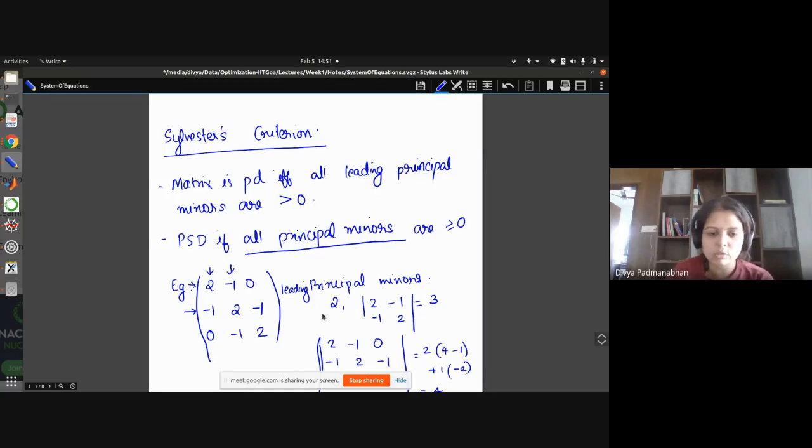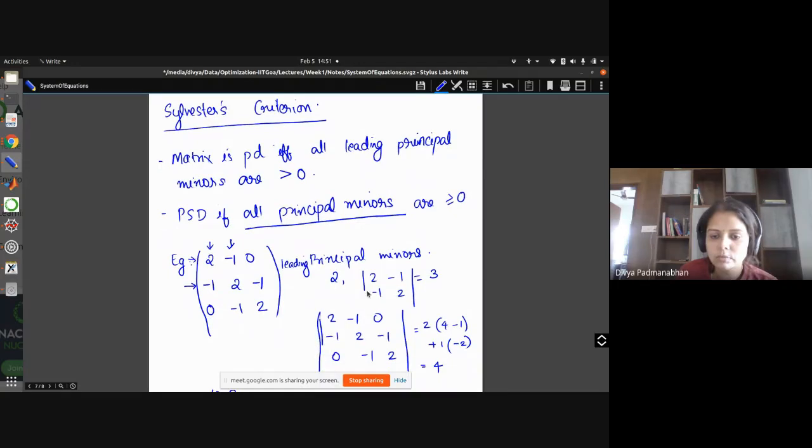Now the final leading principal minor is the first 3 rows and the first 3 columns. So this is in fact the determinant of the whole matrix. It turns out that's also positive. Okay, so this is a positive definite matrix. So this is a condition you could use.